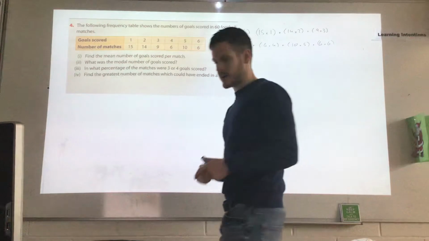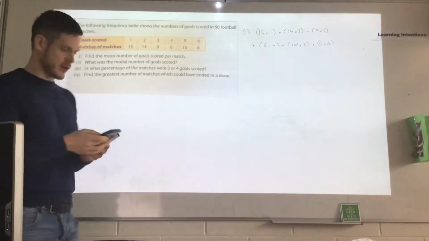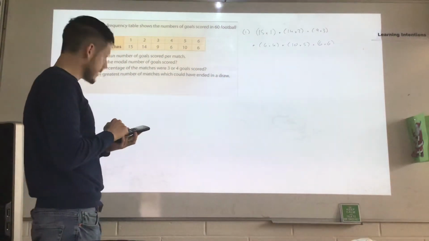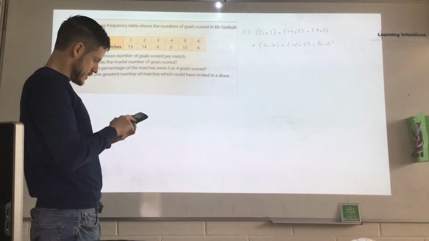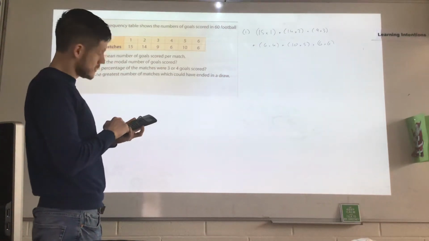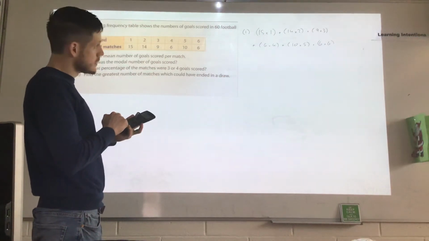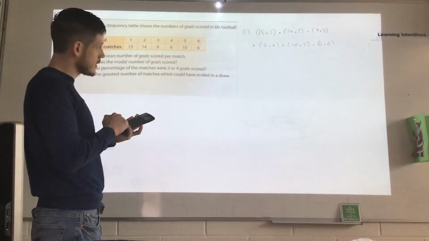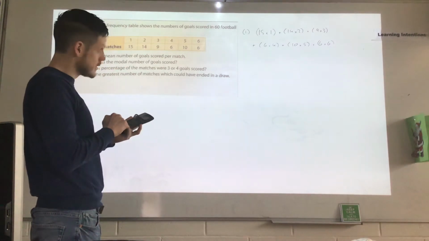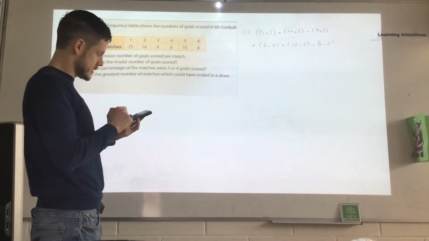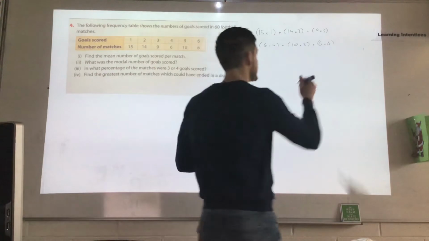So what I've done there is I've worked out the total number of goals scored. So when I put that into my calculator, I do 15 plus 28 plus 27 plus 24 plus 50 plus 36. So the total number of goals scored is 180.